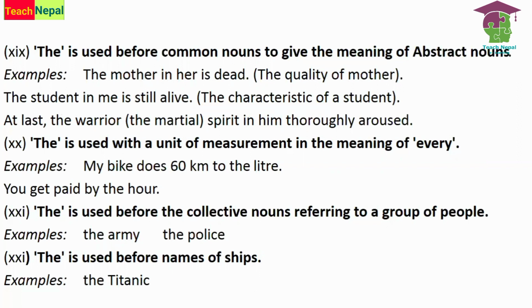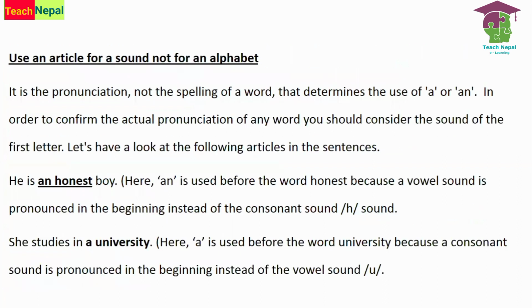So here the quality of a mother is being talked about, the characteristic of a student. So in this way, to talk about abstract nouns also we can use the. The is used with units of measurement. Right? My bike does 60 kilometers to the liter, meaning here it gives mileage. You get paid by the hour. Right? The is used before a collective noun referring to a group of people, the army, the police. Right? The is used before the names of ships like the Titanic. Okay, in this way we have to use it.